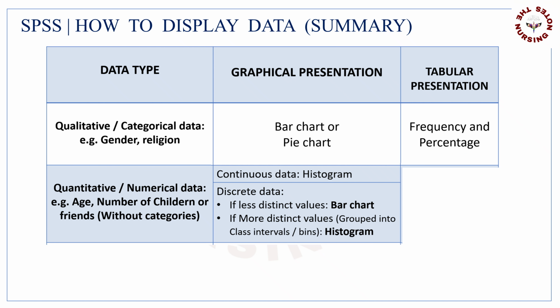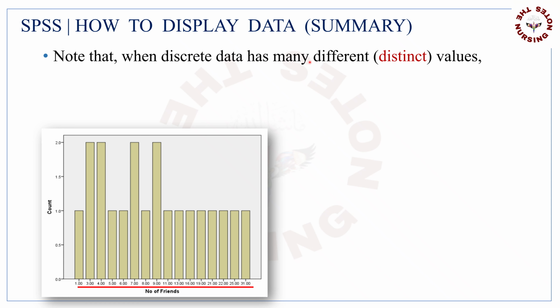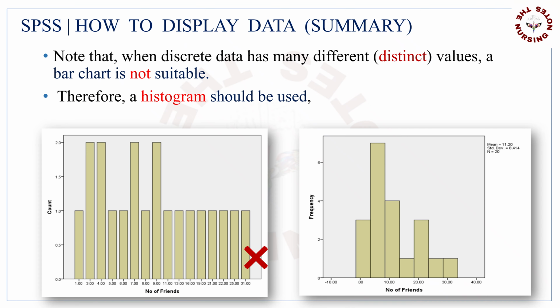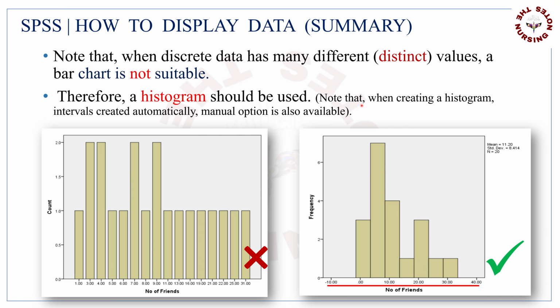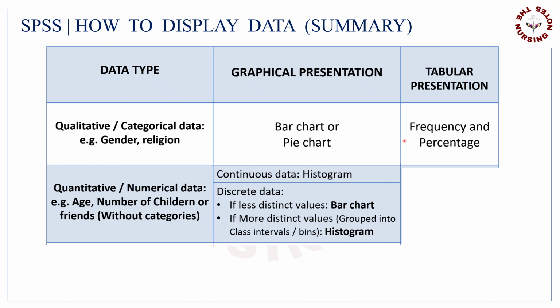histogram will be used. Note that, when discrete data has many different, distinct, values, a bar chart is not suitable. Therefore, a histogram should be used. Note that, when creating a histogram, intervals are created automatically. Manual option is also available. For the tabular presentation of the same data, mean and standard deviation are used.